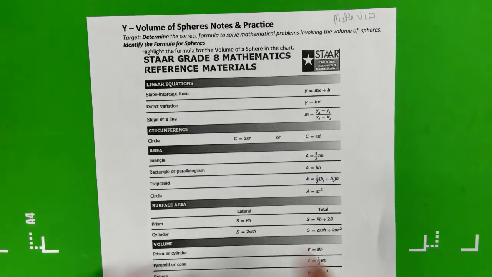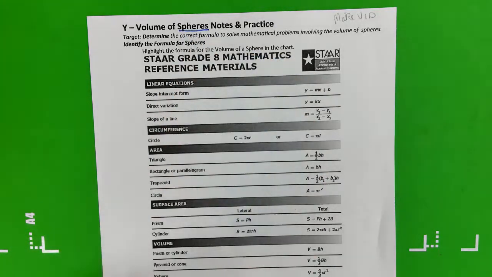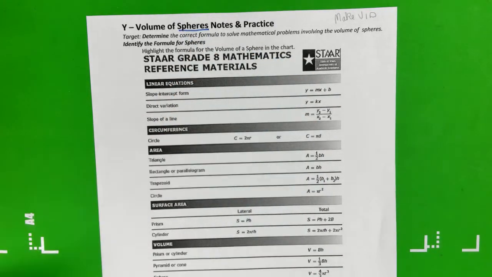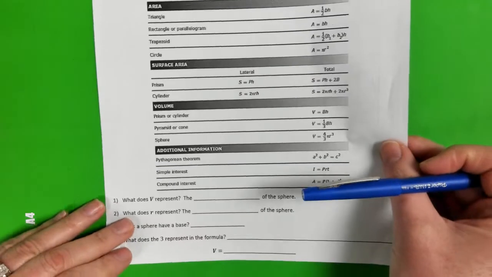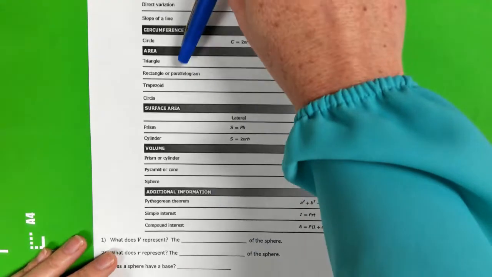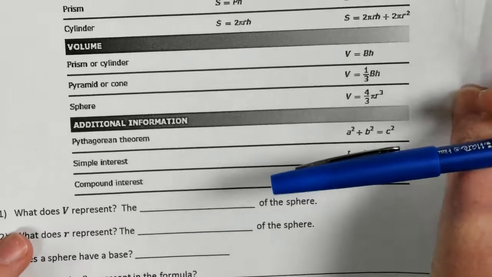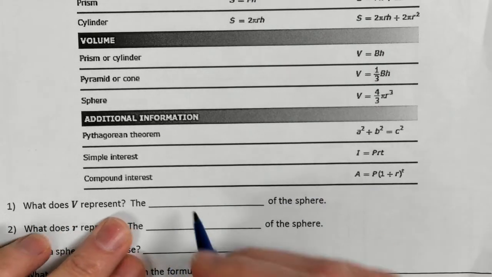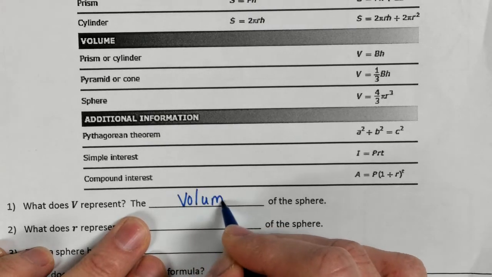Okay, in this lesson we're going to look at finding the volume of spheres, and we should be experts by now on finding volume and using our formula chart. So first off, I want us to find volume on our chart. Number one says, what does V represent? V stands for volume.